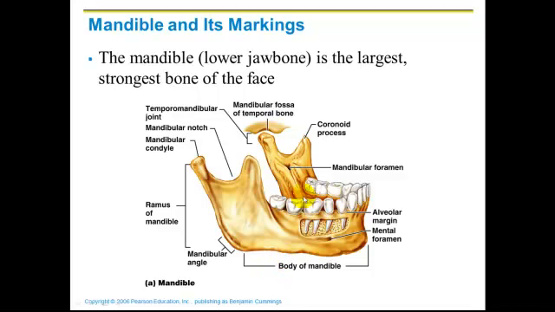Two main foramen would be the mandibular foramen on the interior aspect of the ramus, and the mental foramen on that exterior aspect of the body of the mandible. These would be the location where important nerves would pass through.